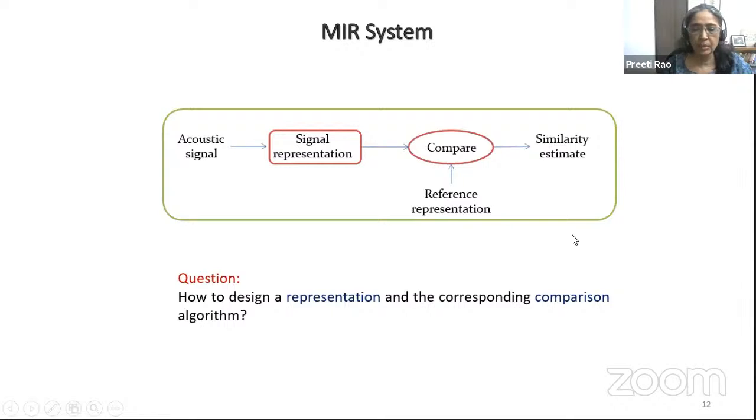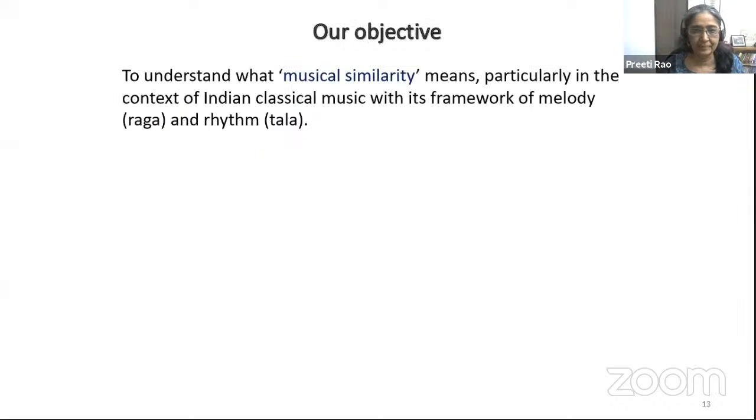So the questions before us are, how do we design this representation? What kind of computation do we do on the audio signal to come up with this representation? And then of course, what do we mean by comparison? If we want to develop a system, we want to write software, we need to have equations in place to implement, and we would need equations that tell us the so-called distance between the signal and the reference. We need to understand how those algorithms are to be designed. Our objective in this talk will be to understand what music similarity means, particularly in the context of Indian classical music, with its framework of melody and rhythm.